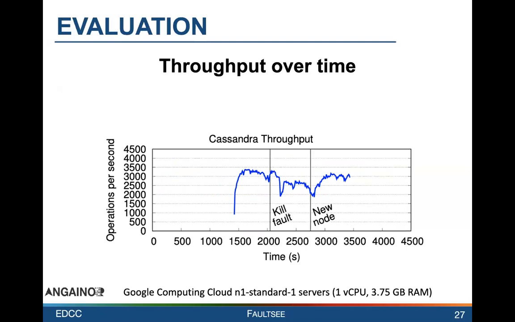Here we have our metric of interest, the throughput over time. On the x-axis, we have the time, and on the y-axis, we have the number of operations per second. And as we can see, the impact of killing a node on system throughput is non-negligible. And after adding a new node to the system, we get back to the original values. So our goal, again, in this experiment is not to discuss what can be done about Cassandra to prevent this drop. Our goal was to show how easy and concise it is to express these experiments.